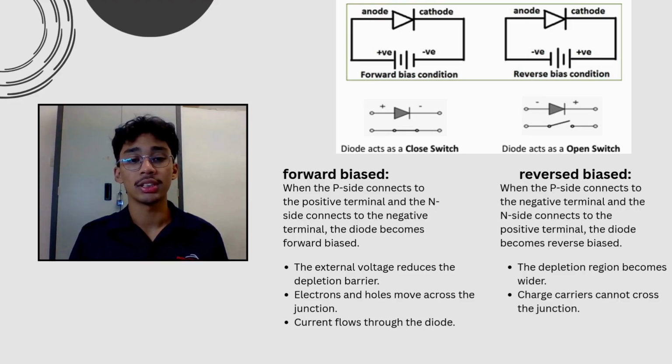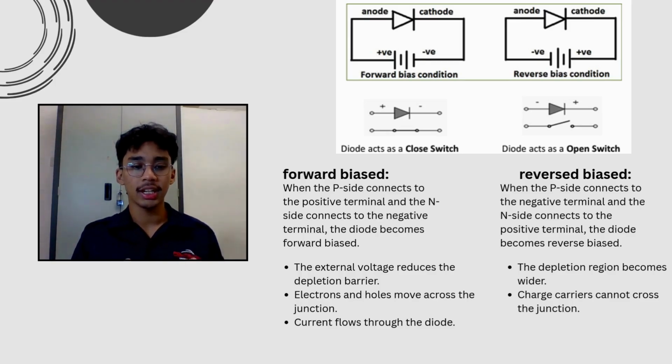When voltage is applied to the diode in the correct direction, known as forward bias, the positive terminal of the power supply is connected to the p-type side and the negative terminal is connected to the n-type side. This external voltage reduces the barrier in the depletion region. As a result, electrons from the n side and holes from the p side are able to move across the junction. Because the charge carriers can move freely, electric current flows through the diode.